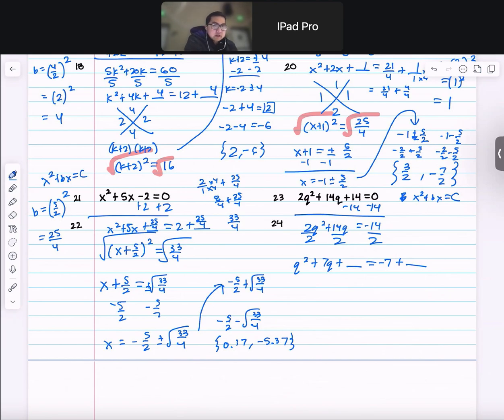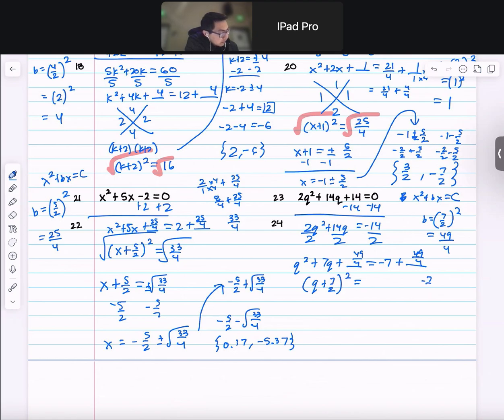And now we can complete the square. Take the b value, divide it by 2, and square it. 7 times 7 is 49. 2 times 2 is 4. So we're going to add 49/4 to both sides. So remember the trick: your b value divided by 2 is going to be the perfect square factor. So it's going to be q plus 7/2 squared equals 2.